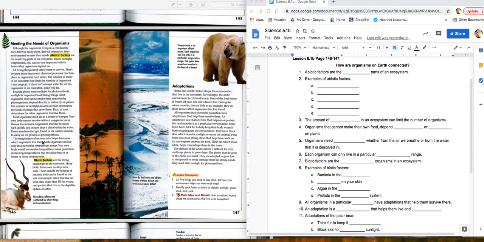The temperature of an area also helps determine which organisms live there. Each organism can live only in a particular temperature range. Your own body would not survive long without some protection in freezing temperatures, but the polar bear is at home in those temperatures. So now you have your next one that they're going through, and that's a temperature range.